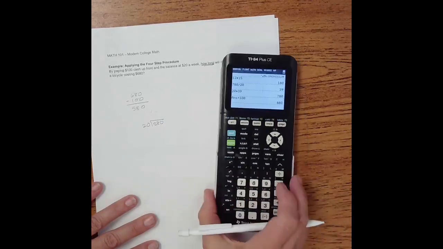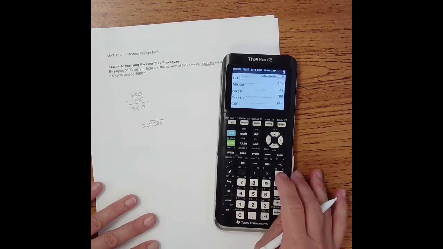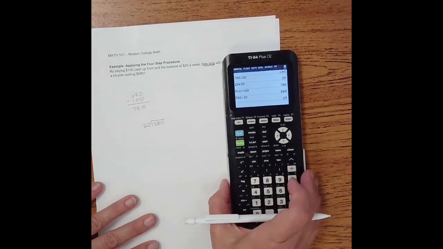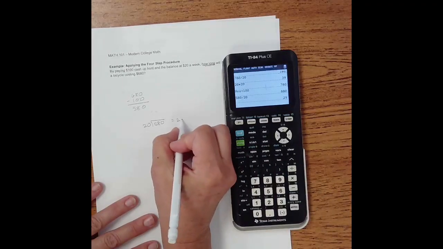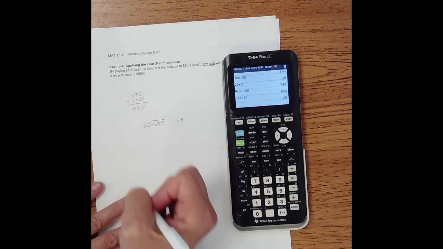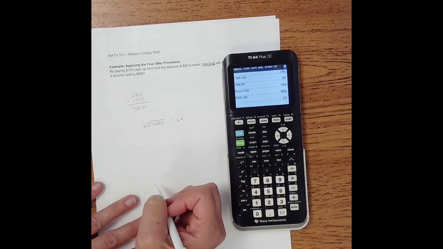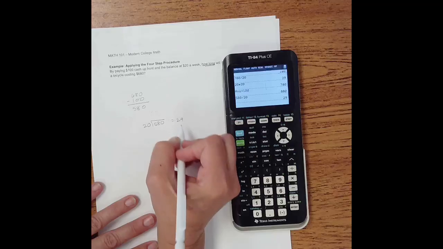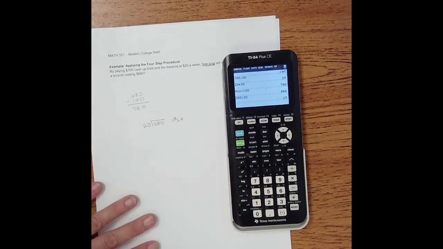Let me just grab my calculator. 580 divided by 20 is 29. And so if I had done this activity, I would have had to go 29 times before I'd have gotten to the answer and gotten to 0. And again, that would take way more time than I really wanted.